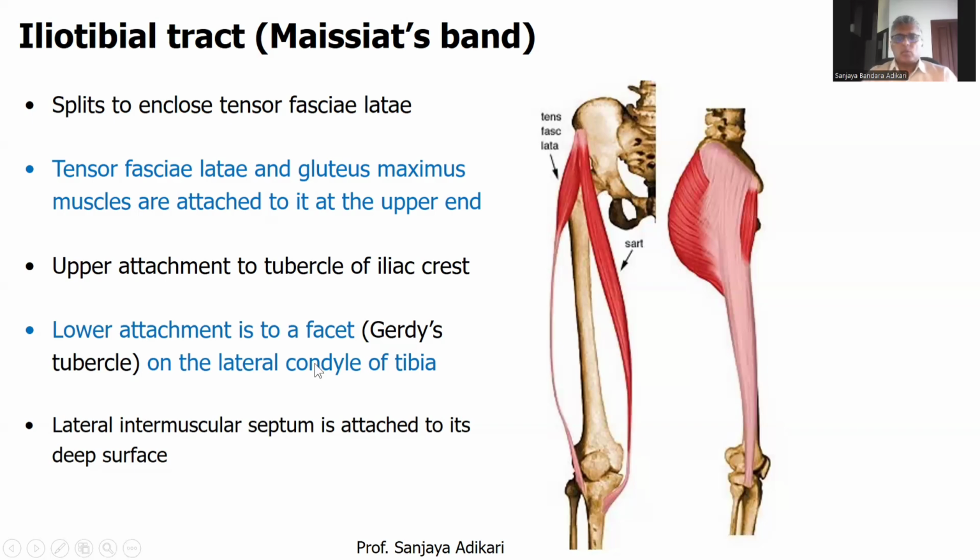And the other important point is the last point that I have mentioned here. The lateral intermuscular septum, when the thigh is divided into compartments, there are intermuscular septa dividing the thigh into compartments. The lateral intermuscular septum is actually attached to the iliotibial tract here, because that is the deep fascia of the thigh.